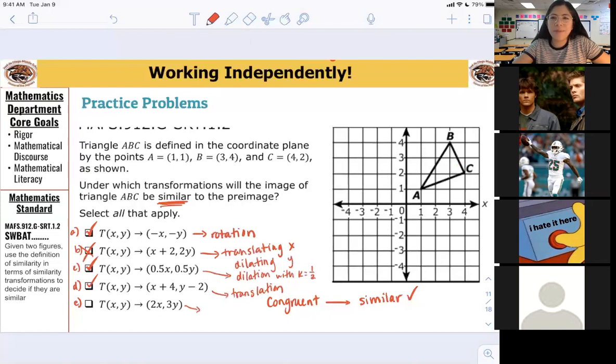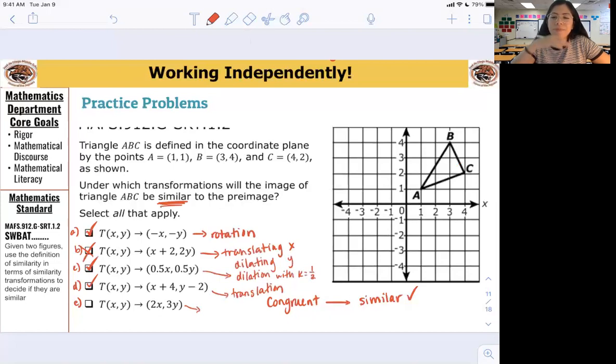What's going on with E though? They're both being enlarged, but at different scale factors. So this is a dilation with different scale factors. It's not consistent, and so therefore it will not be congruent or similar.